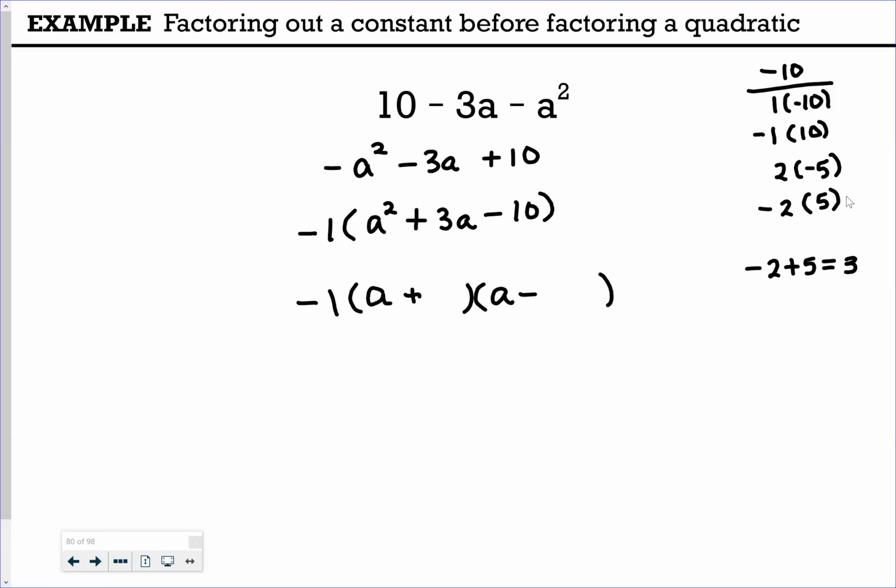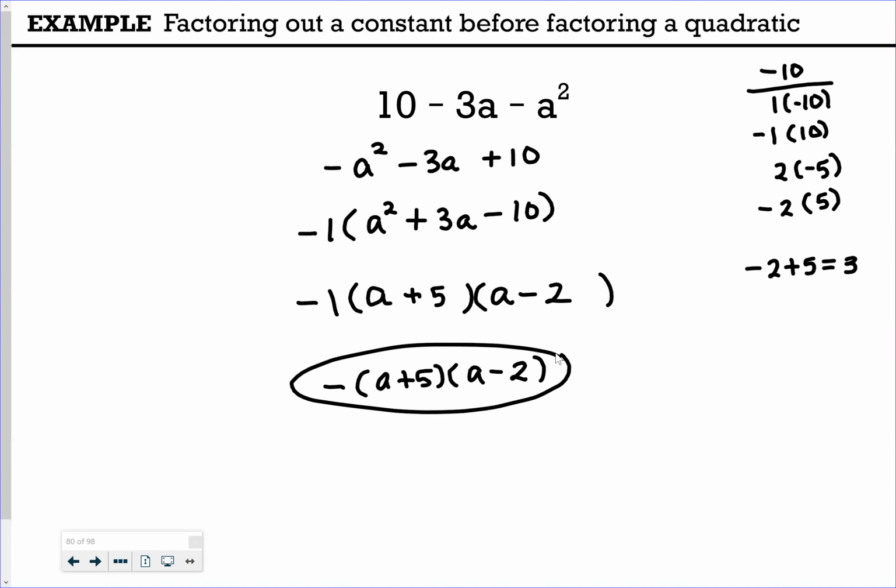So I can see here I have plus 5 after my A and -2 after my other A. So you can write your answer here multiple ways. If you want to write this as a negative and then parentheses a plus 5, close parentheses, parentheses a minus 2, close parentheses. You don't need to write the 1 in your answer because it's assumed. You can leave your answer that way.